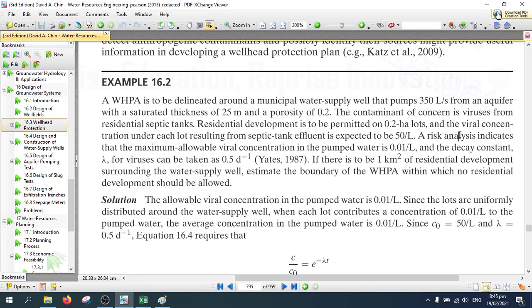Now your problem is viruses. We are concerned about viruses from residential septic tanks. So remember that viruses can originate from sewage.